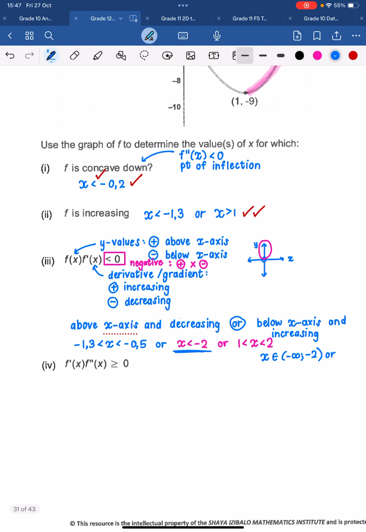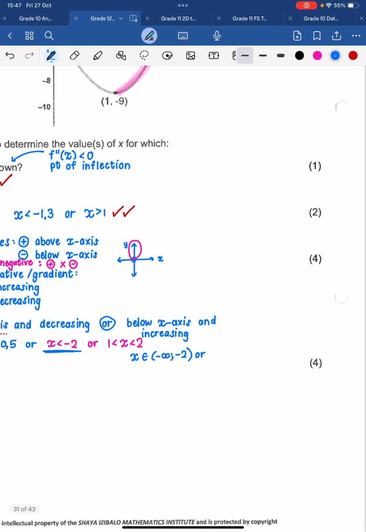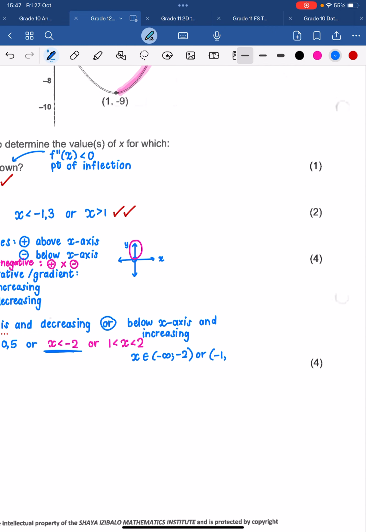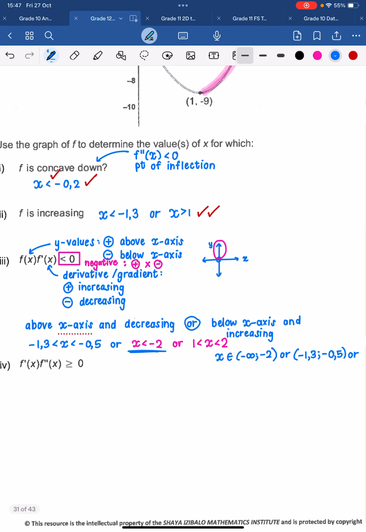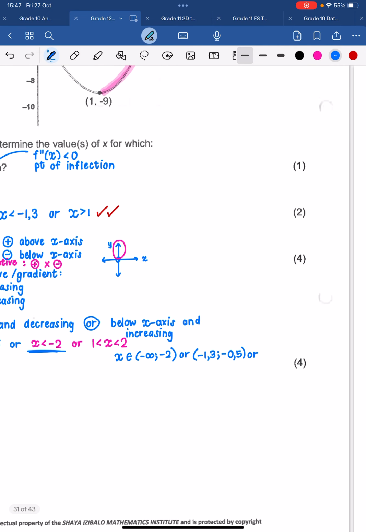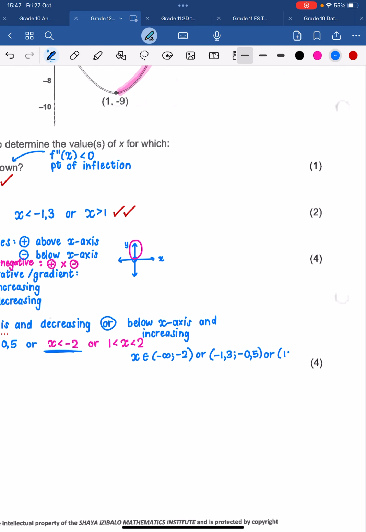Or from -1,3 to -0.5. Or between 1 and 2. So from 1 to 2, you can say (1; 2) like that. I think a lot of people actually prefer this way of writing it. I think it is easier to write it in this way.